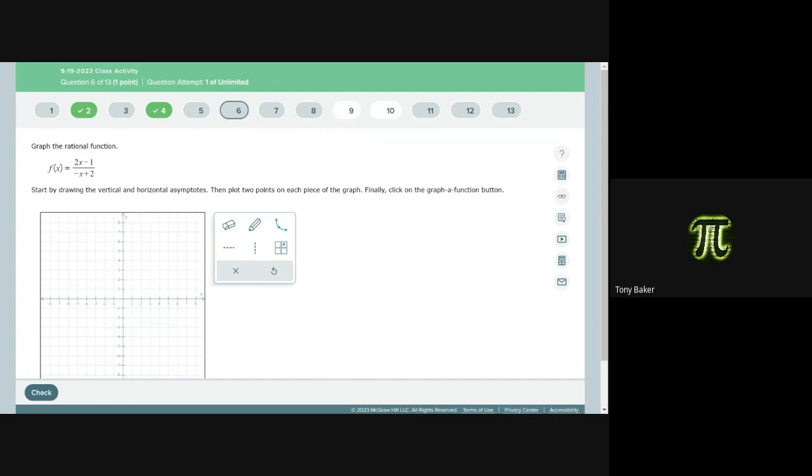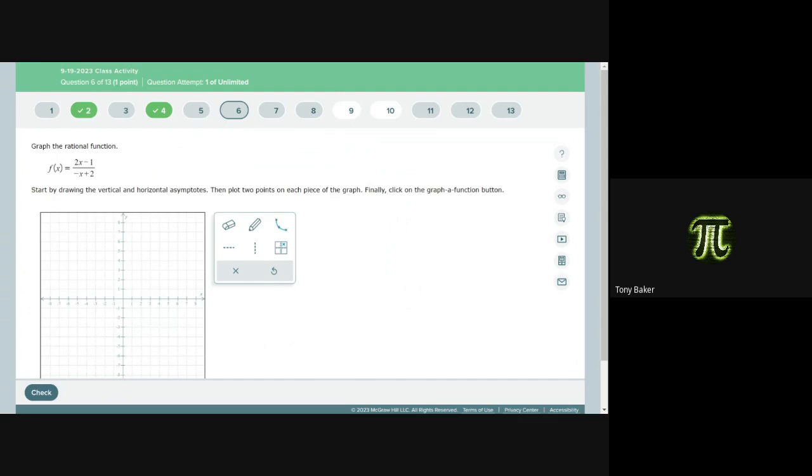So first thing I got to find is my vertical asymptote. So we'll start there. So -x plus 2 equals 0. So x equals 2. So that is my vertical asymptote. Once I found my vertical asymptote, we only have one.